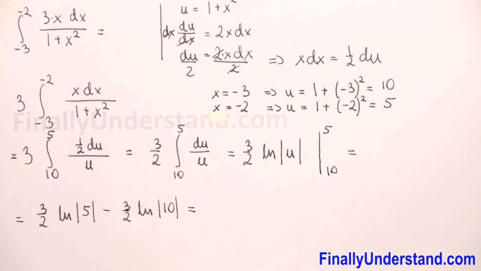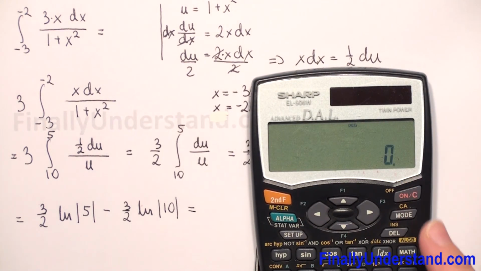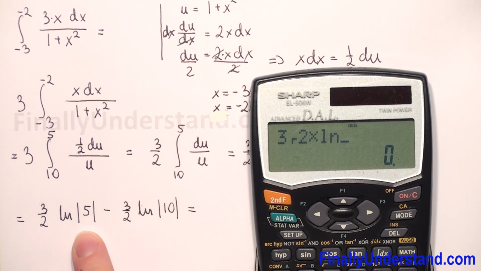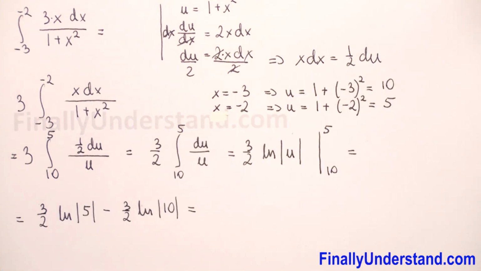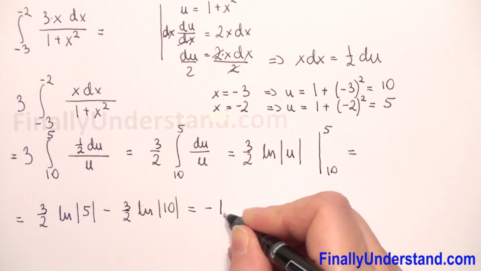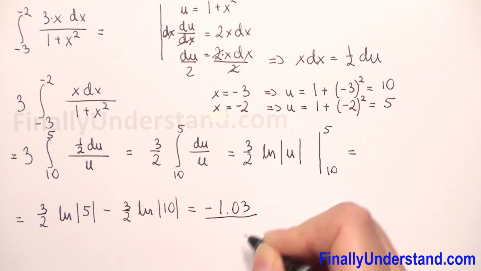This is equal to, let me use the calculator. We have 3 over 2 times the natural logarithm of 5, because the absolute value of 5 is 5, minus 3 over 2 times the natural logarithm of 10, because the absolute value of 10 is 10. This is equal to negative 1.03. This is my solution.